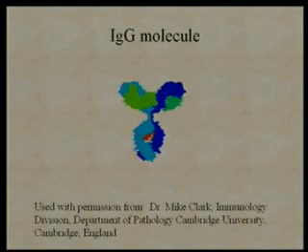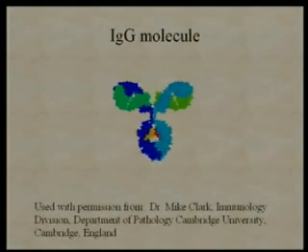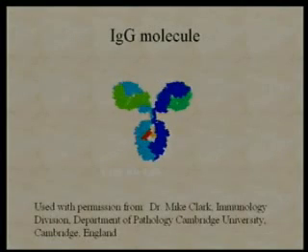You can actually see the domain structure of the immunoglobulin molecules. Oh, this here, the red and yellow, that's the carbohydrate that's on there.